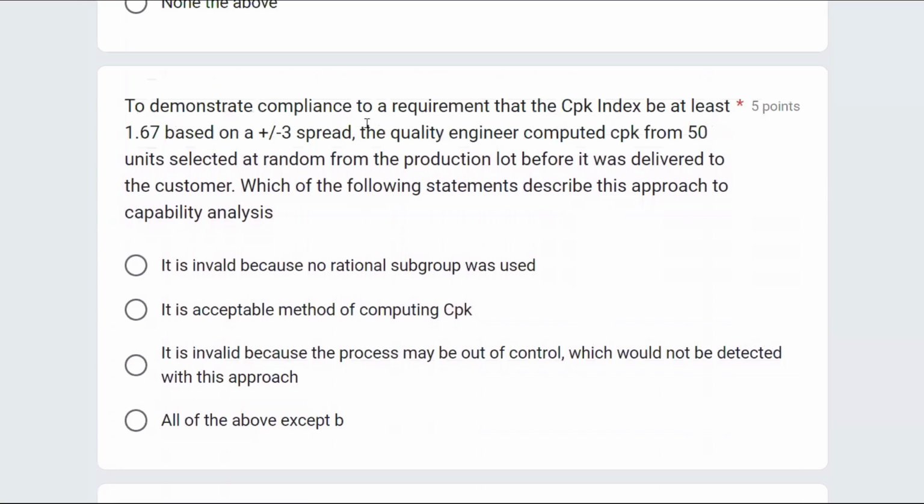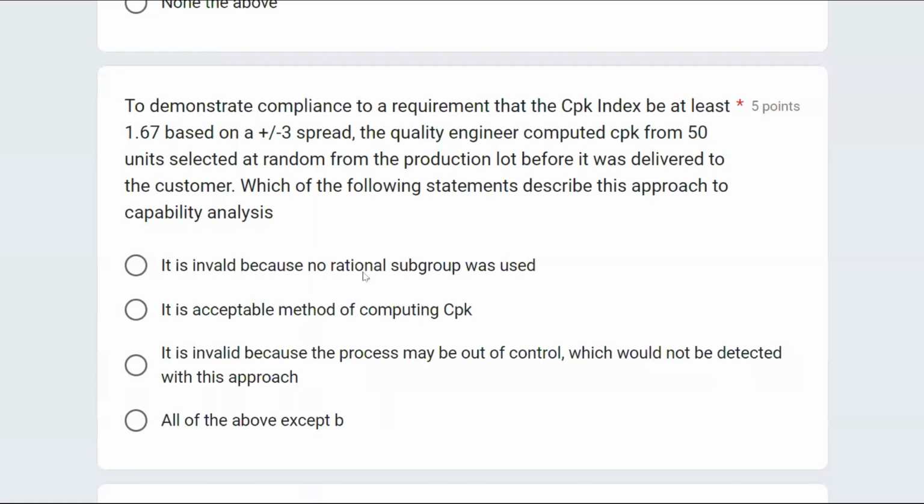To demonstrate compliance to a requirement that the CPK index be at least 1.67, that is 5 sigma, based on plus or minus 3 spread, the quality engineer computed CPK from 50 units, selected at random from the production lot before it was delivered to the customer. Which of the following statements describes this approach to capability analysis?